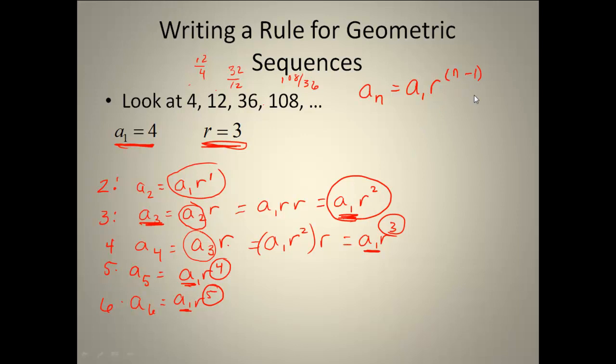This is actually our rule for writing a geometric sequence. We have a sub n is equal to our initial term, a sub 1, times r raised to the n minus 1.